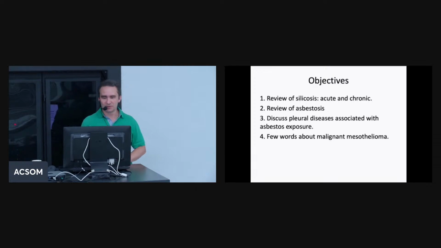Silicosis is going to be number one. We'll talk about acute and chronic, and the manifestations are different. The pictures will be different. We'll talk about asbestosis, and then we'll discuss pleural diseases associated with asbestos exposure. Asbestos exposure can give you different kinds of problems, including parenchymal disease, pleural disease, and cancer. So we'll just briefly review that, and mention a few words about malignant mesothelioma.